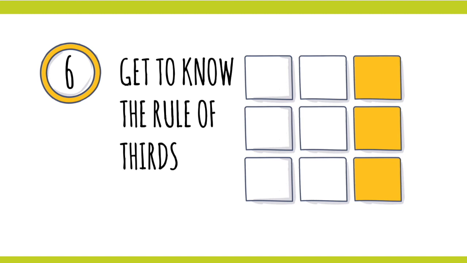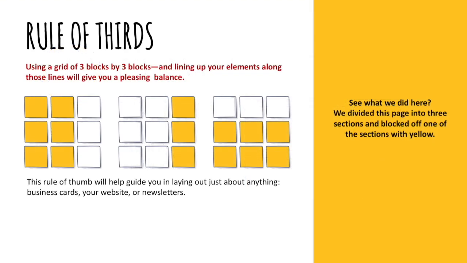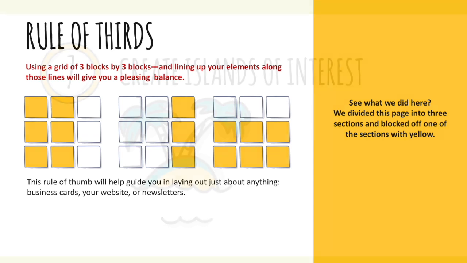Get to know the rule of thirds. Divide your space into 9 equal blocks. Research has shown that filling these blocks in thirds makes the most pleasing design. For instance, the slide is divided into 3 segments. The first 2 segments are white and the third is yellow. It's not the only ratio you can use, but for a quick layout that looks smart and professional, you can't go wrong with the rule of thirds.